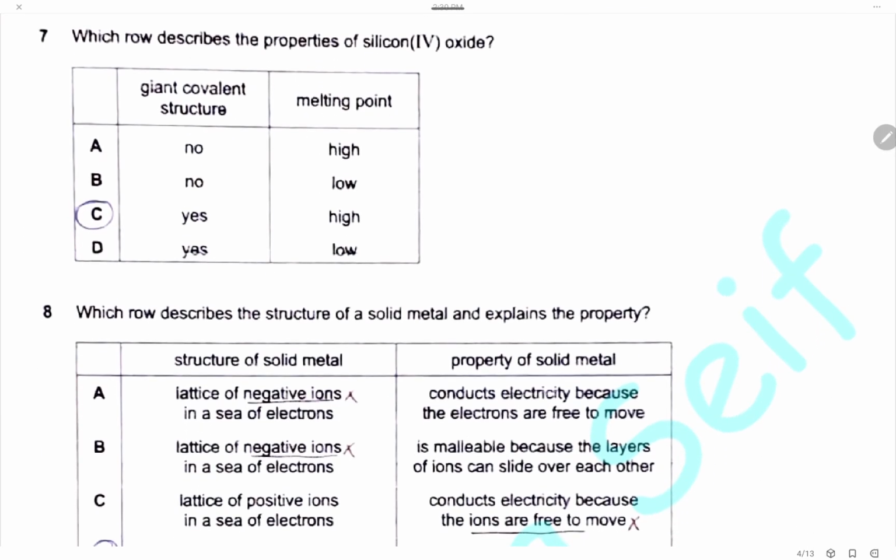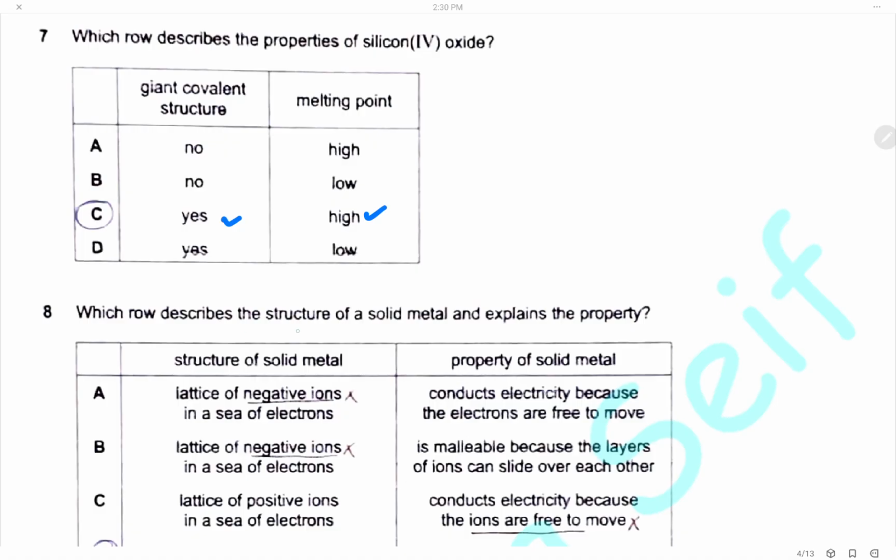Question 7. Which row describes the properties of silicon oxide? Silicon 4 oxide is a giant covalent structure. So here the first column is correct, giant covalent structure, and it has a high melting point. So the correct answer is C.